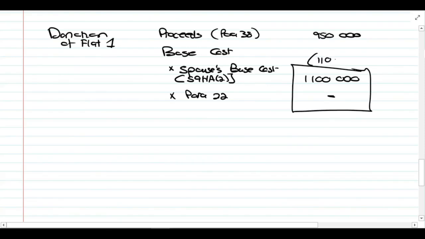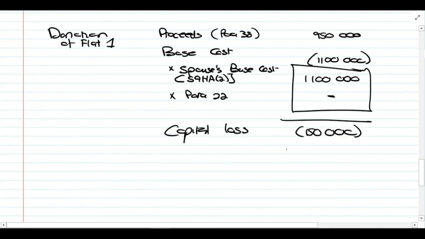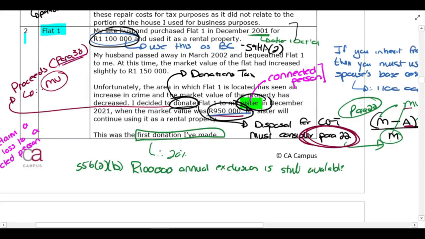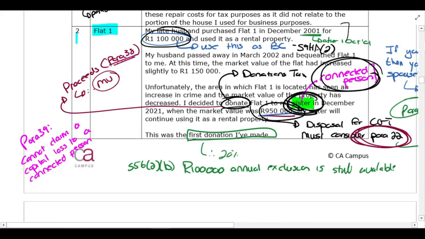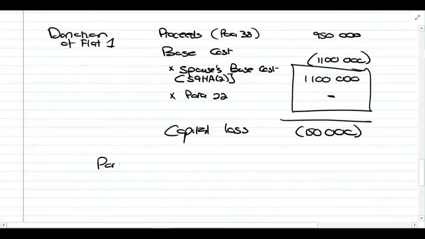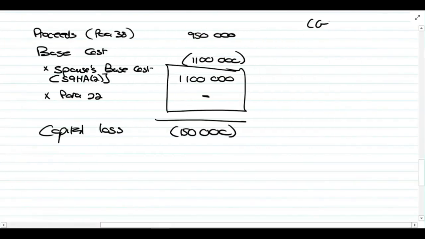So our base cost is 1.1 million rands. Our proceeds was 950,000. So this gives us a capital loss. 950 minus 1.1 gives us a capital loss of 150,000 rands. But now, remember, we donated this to our sister, which is a connected person. So, paragraph 39 says you cannot claim a capital loss to a connected person. So usually what we want to do, if this is now a CGT column, we want to put that 150,000 rands there. We now are not allowed to do it, so it must just be null.